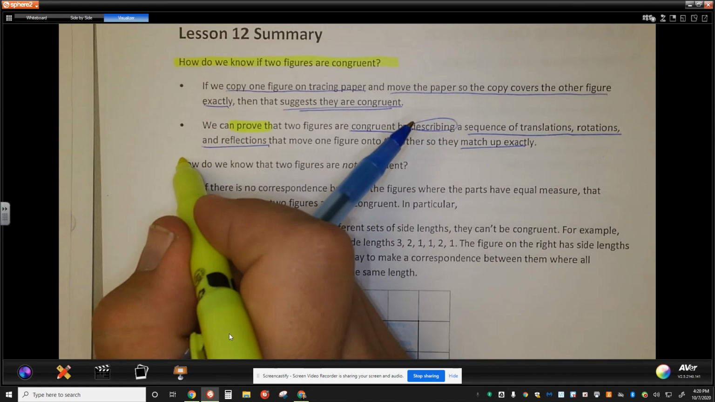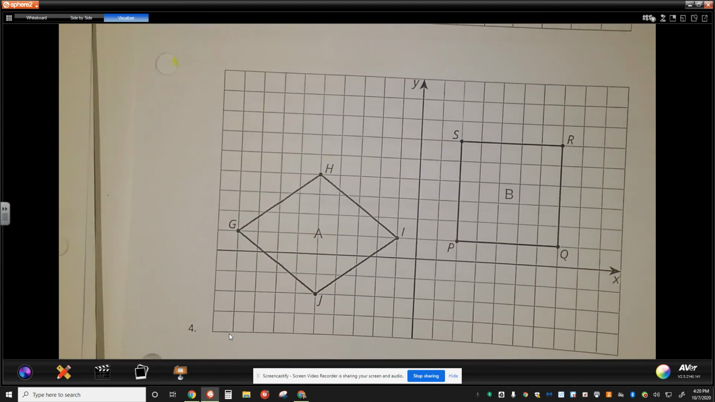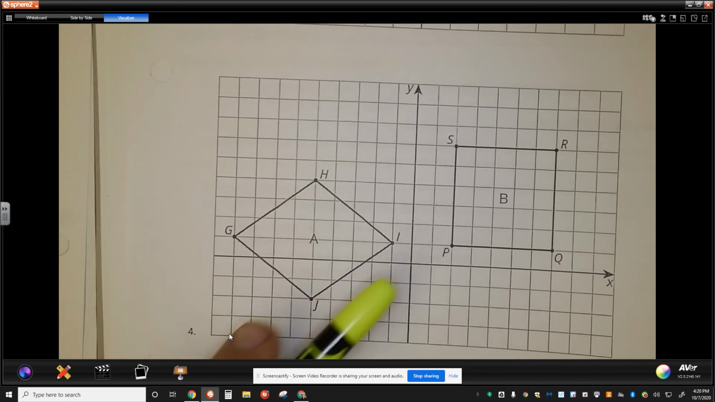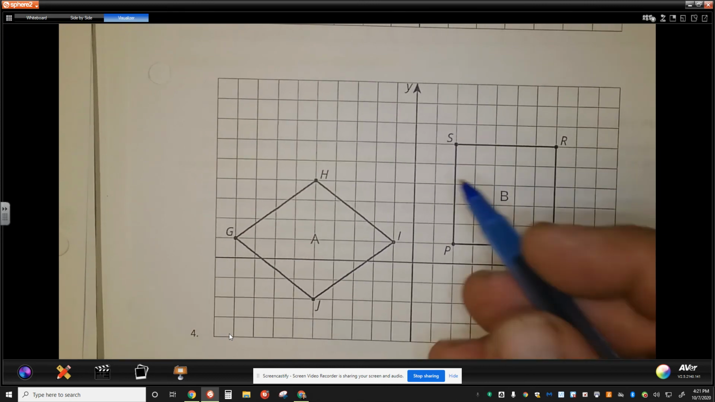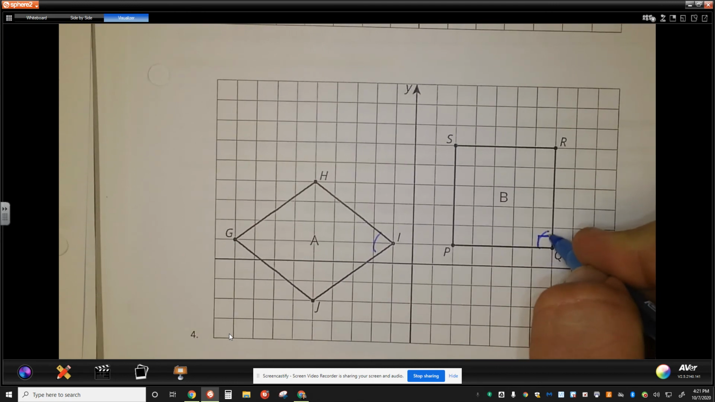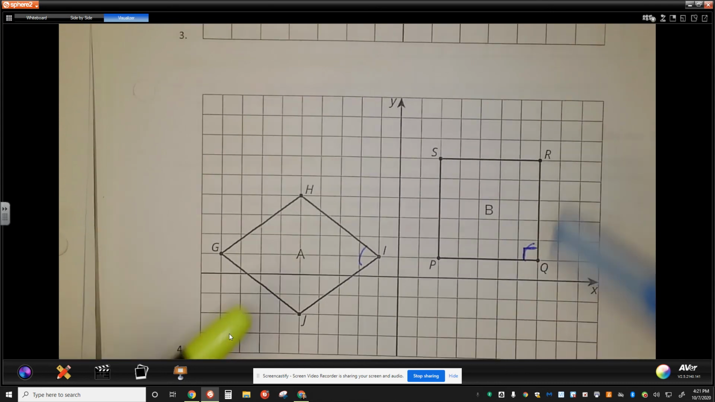How do we know if something is not congruent? Our eyes and our brains are actually pretty darn powerful, and they're going to tell us when something just doesn't look right. Like when you look at these two figures, one is a rhombus and one is a square. While they may have the same area and the same perimeter, they don't have the same angle measures. This one has 90-degree angles and this one does not, which means there is no correspondence between the two figures.